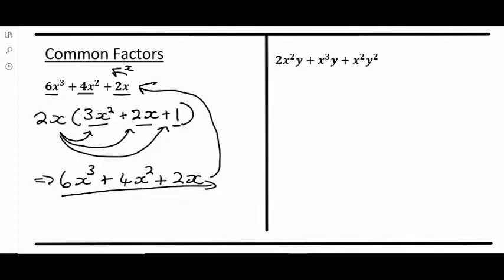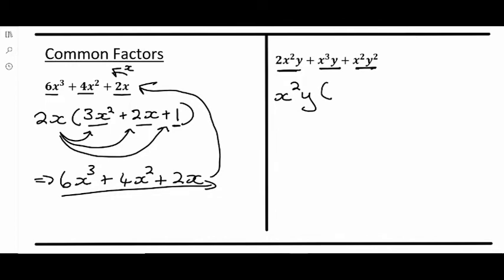Okay, let's move on to the second example. We have a whole bunch of x's, y's, and a couple of exponents here and there. If you look carefully, the most number of x's that we can pull out is an x squared. And the maximum number of y's that we can pull out will be a single y. And we put everything else inside the brackets.